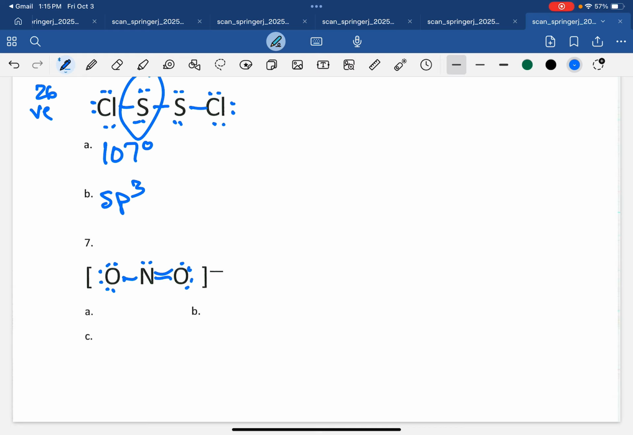In reality, they didn't ask for reality, but in reality, we could draw it this way. Which means it would have a resonance structure.